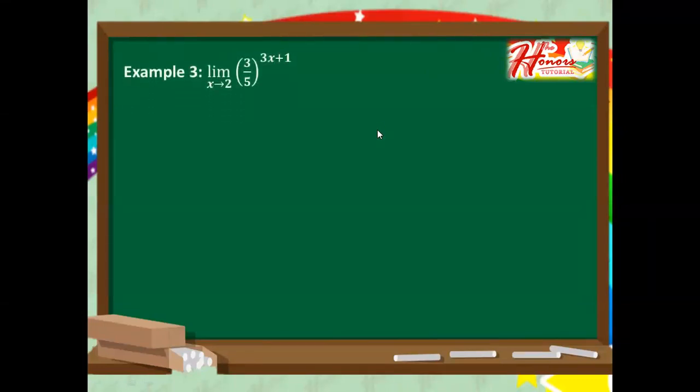So now we have here example 3, the limit of the quantity of 3 over 5 raised to 3x plus 1 as x approaches 2. So let's have our solution here. Let's copy the given first. So that is the limit of the quantity of 3 over 5 raised to 3x plus 1 as x approaches positive 2. And then let's do direct substitution here.